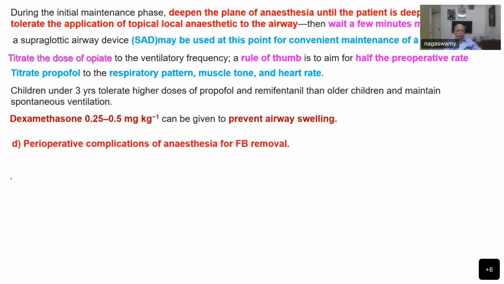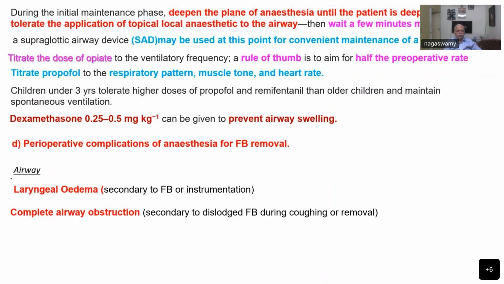And perioperative complications of foreign body removal: in the airway, you can have laryngeal edema and complete airway obstruction when you are trying to remove it in an inadequately anesthetized child. If the child has a bout of cough, the foreign body may come and get lodged, and removal from there is very difficult. And sometimes we may fail to remove the object.